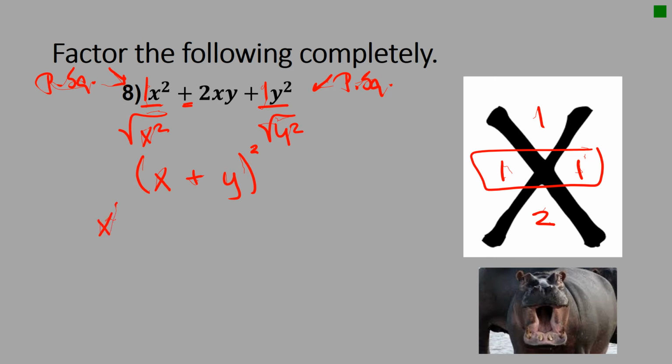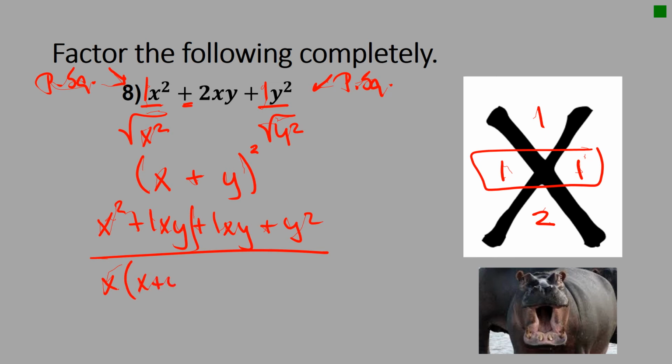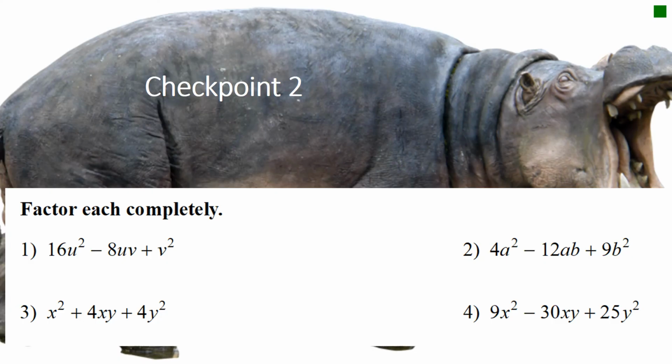What if you don't remember that? You're going to go x squared. Oh, my pen's doing that thing again. Plus 1xy plus 1xy plus y squared. And we are going to group. I'm going to take out an x, leaves me with x plus y. I'm going to take out a y, leaves me with x plus y. I get x plus y times x plus y. Holy moly, this pen! All right, so we're at a checkpoint.